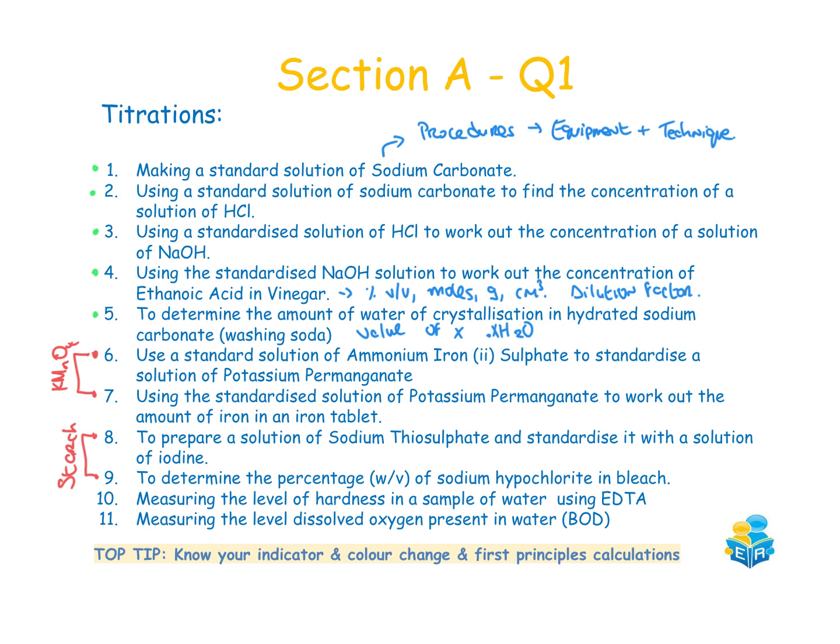The last two then on this list are your water titrations, 10 and 11. So 10 is asking you to measure the level of hardness of a sample of water using EDTA, and number 11 is measuring the level of dissolved oxygen present in water, i.e. working out the biochemical oxygen demand.